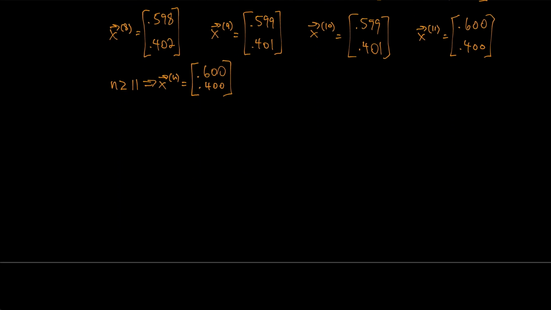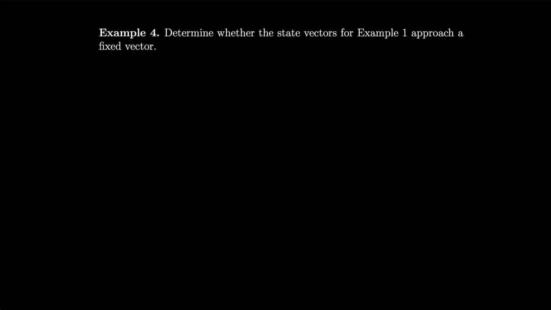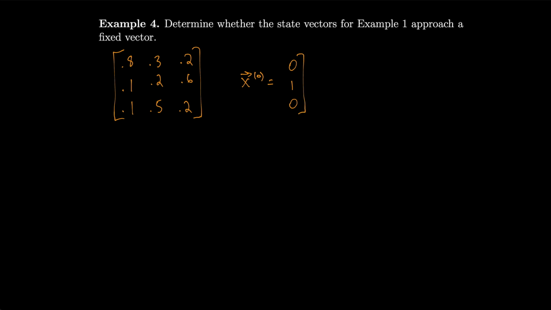Cool. So it looks like they're approaching that vector, which begs the question, what about for example 1? Did they also approach a fixed vector? So let's write out that transition matrix. From example 1, it was 0.8, 0.1, 0.1, 0.3, 0.2, 0.5, 0.2, 0.6, 0.2. And we'll start with x0 equal to 0, 1, 0, just to see what happens when we start with that vector, and we'll see if it approaches any vector.